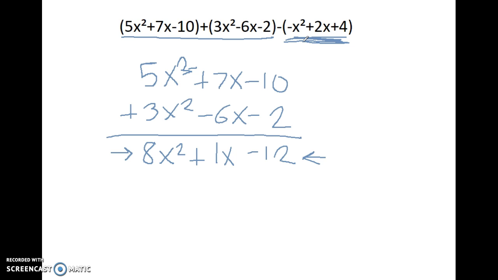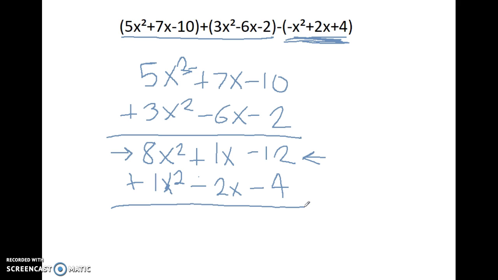And as you see here, minus negative x squared is just going to be plus x squared. I'm going to write it as 1x squared, just to make what we're doing easier to see. Okay, and then we have plus 2x, but it's minus plus 2x, so it's going to be minus 2x. And the same thing with plus 4, minus 4. So we're just going to perform that with each individual term.